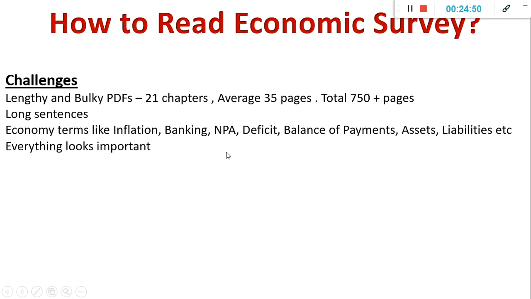And everything looks important. That is another big challenge. Okay, how does someone make a summary? You will read something, extract the most important thing and put it in a document. That is called making a summary. But if you read every line and every line seems important, like when you read Lakshmikant, you feel this can be asked for prelims, that can also be asked for prelims, then how will you make a summary? That is the biggest challenge of the economic survey.